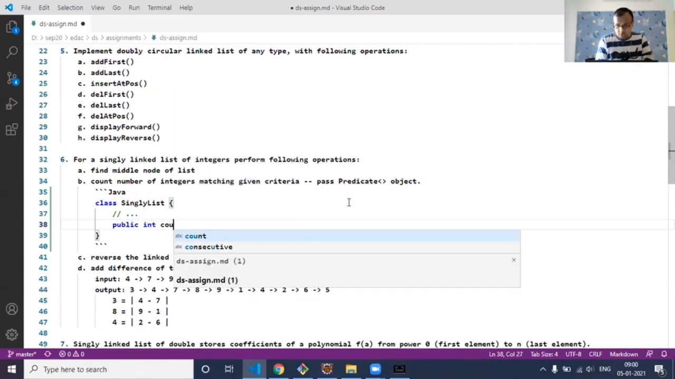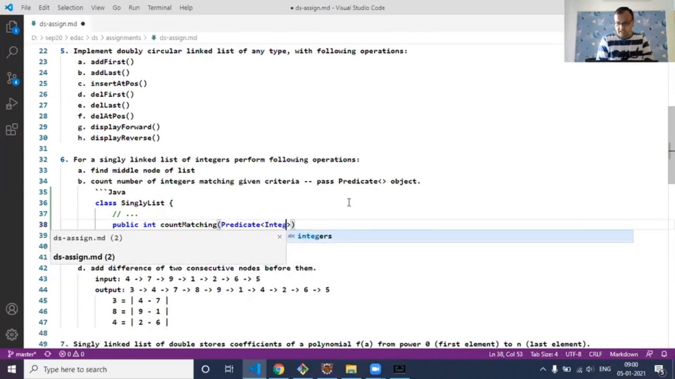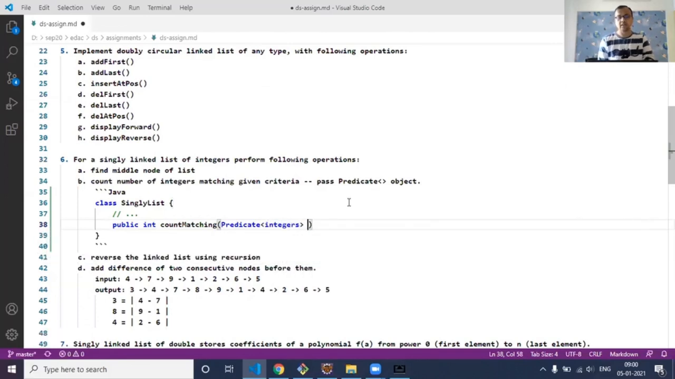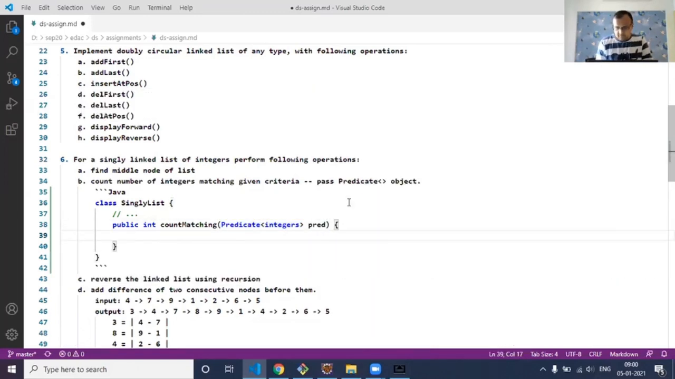The count matching something, or a count-if kind of function that you're looking for, and you're passing a predicate. The predicate is obviously of integer, because it is a linked list of integers. I want to match with all integers, and this is the predicate that we have got. What we need to do is basically traverse the linked list.